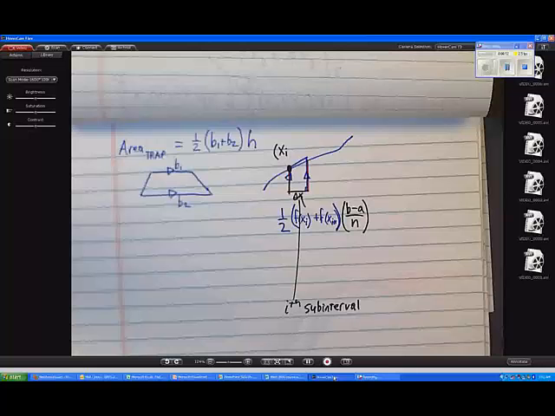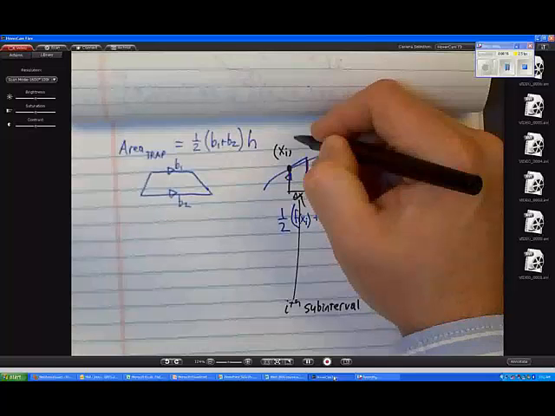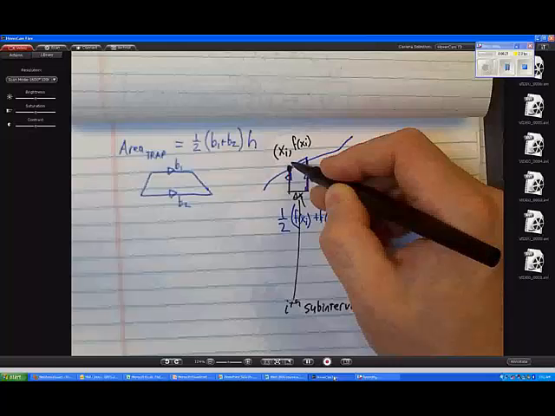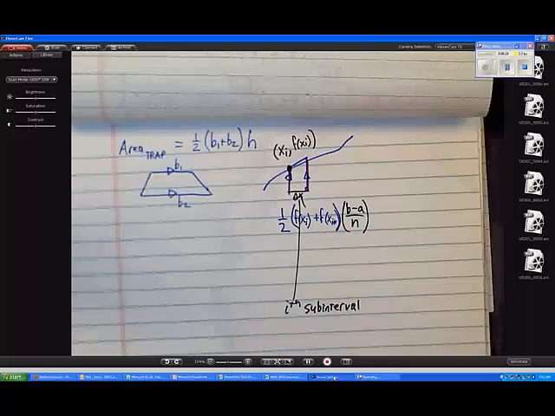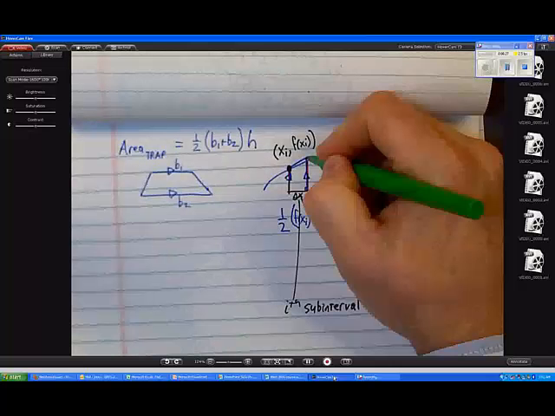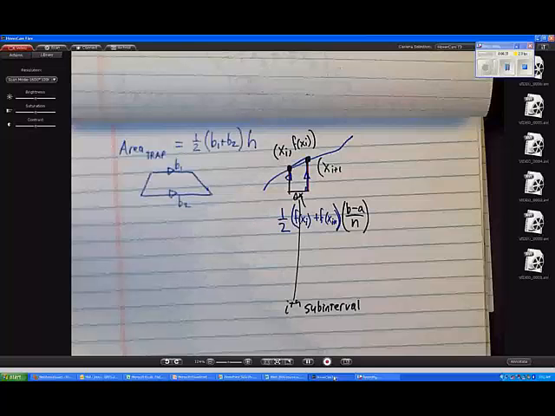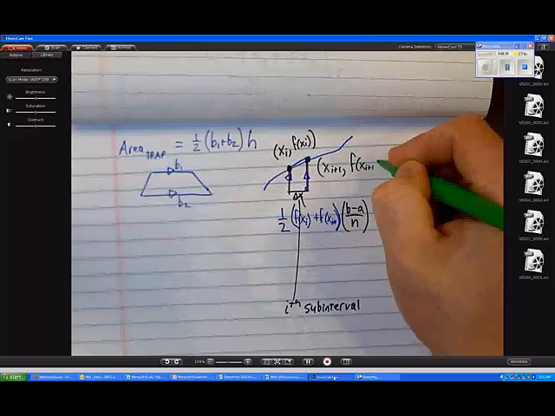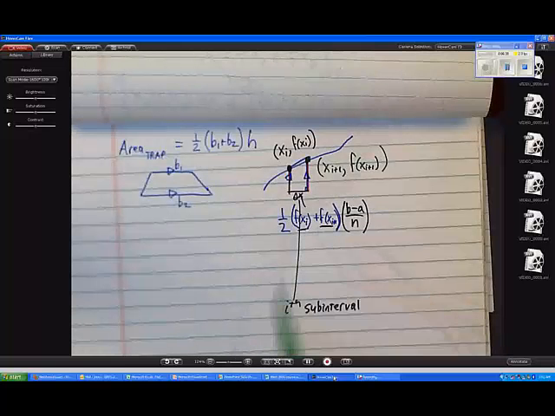And then the output of that, the y-coordinate, is f of x sub i, because the height of that thing goes all the way up to the function. Okay, so that's this point. And now the other point, well, I don't really know what it is. I'll call it x sub i plus 1 because it's 1 more. And so then it's f of x sub i plus 1. And so if I say, what's the sum of the bases, well, notice it's the y-coordinate. Does that make sense? Okay.